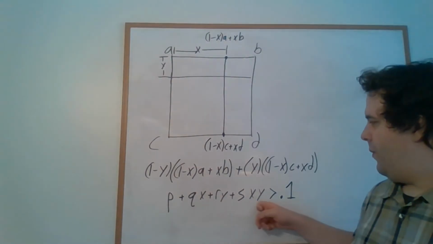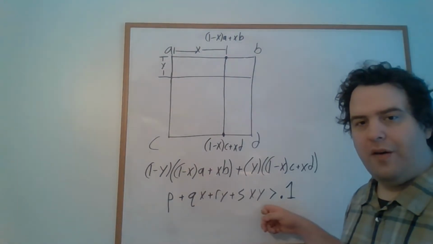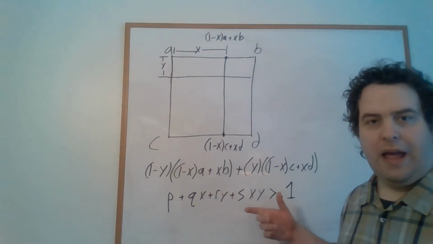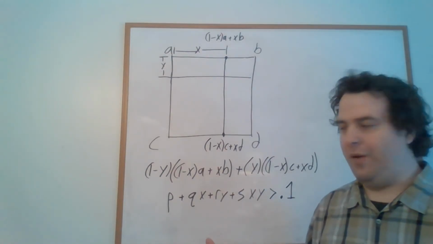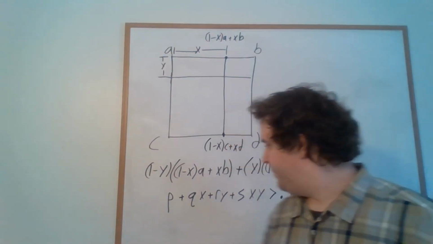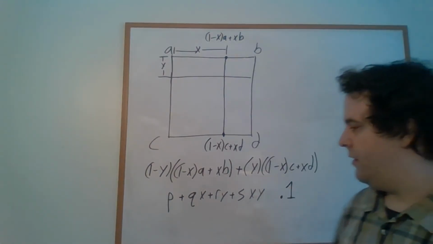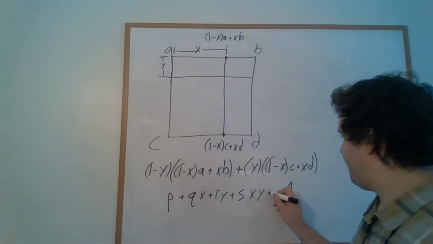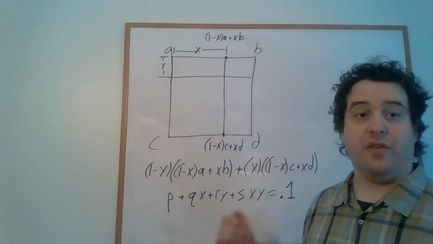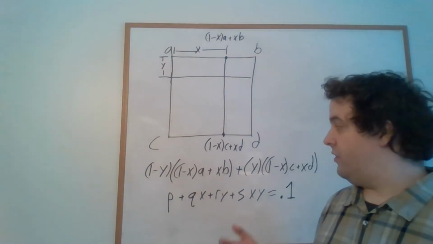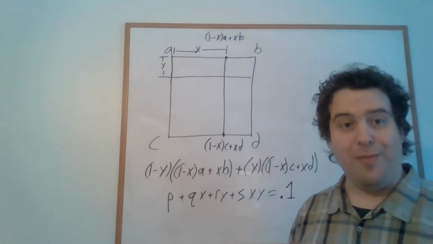So we have this sort of inequality, and well, what does this region look like? Well, let's look at its boundary. The boundary is going to be when this is equal to 1, and it turns out that shape is usually a hyperbola.